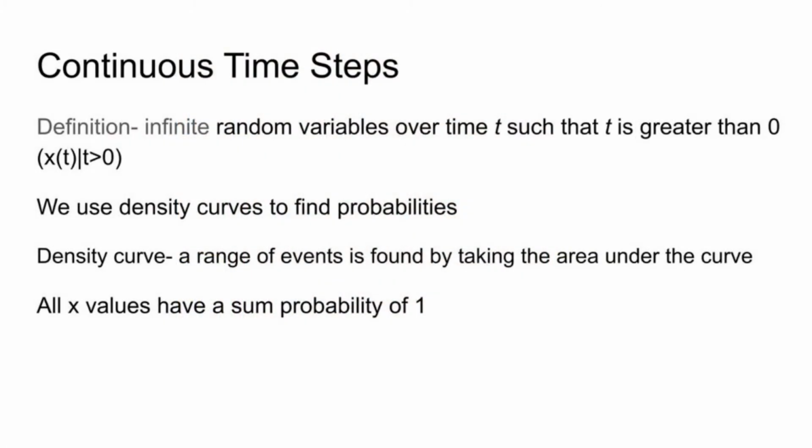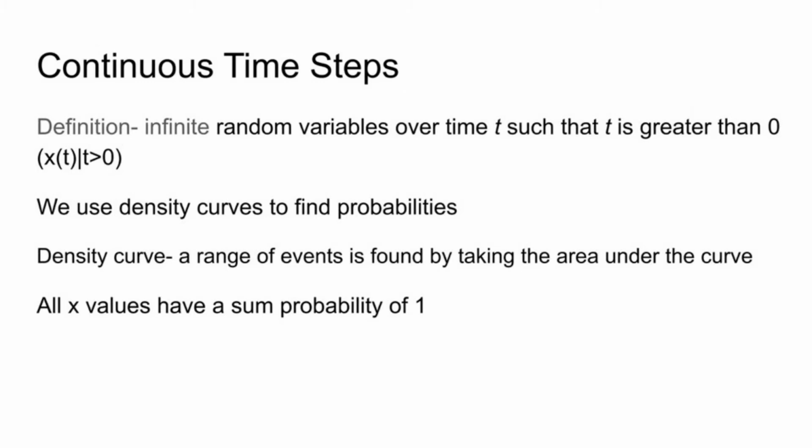So now that we're finished with that example of a discrete time step, now we're going to go on and look at a continuous stochastic process. So continuous time steps, or continuous random variables, is going to be infinite random variables over time t, such that t is greater than 0. And what that means is we can't have negative time, so at any point in time during a game, what is the probability of X happening?